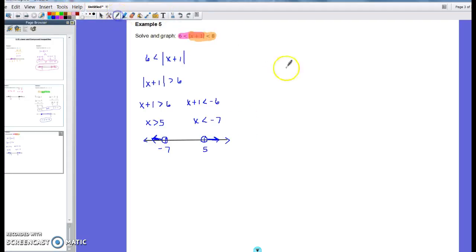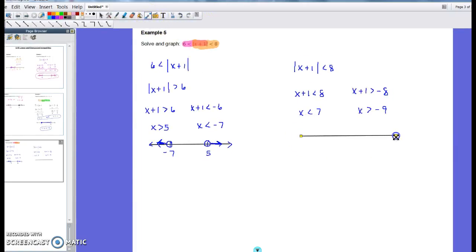Okay, I still need to go ahead and do the other part, which is this part of it. Okay, so when I do that, I have the absolute value of x plus 1 is less than 8. Again, I have to split it up. So I have x plus 1 is less than 8. x plus 1 is greater than -8. So when I solve this, I get x is less than 7. And when I solve this one, I have x is greater than -9.